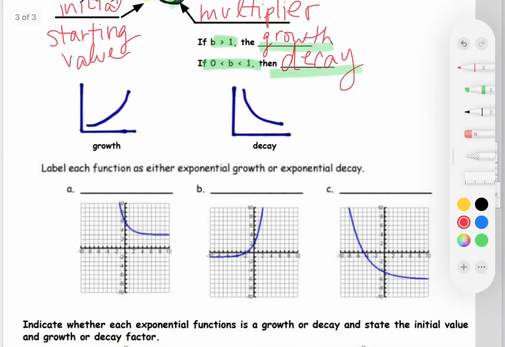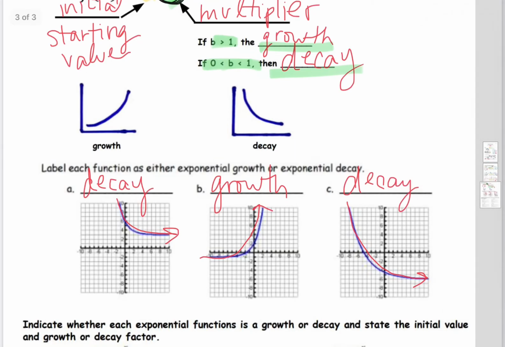So let's look at these examples. This first one is dropping downward, so that's called a decay. The next one is moving upwards, so that's called a growth. This last one, what do you think? Drops downward, so it's called a decay. Not too bad.